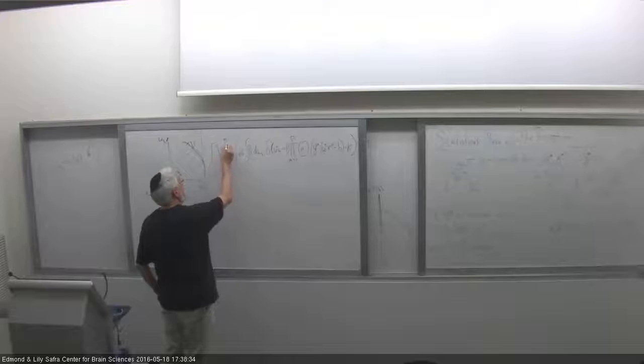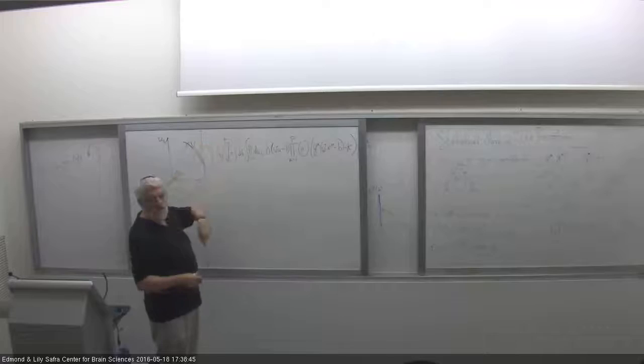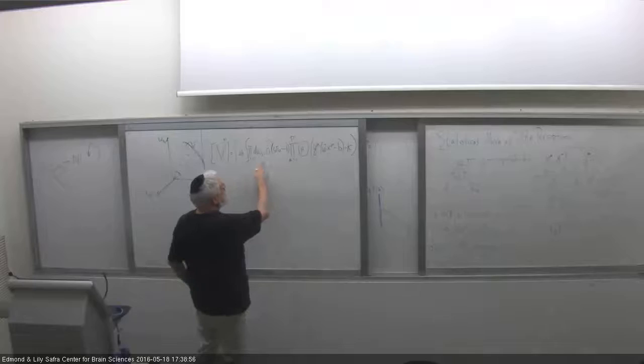Again, to take the log. We're interested in log V, and the way we do log V is the same as in the partition function problems. We just multiply it to the power n, then average, and then take the limit, this minus 1 over n, as n goes to 0. The same story as before.